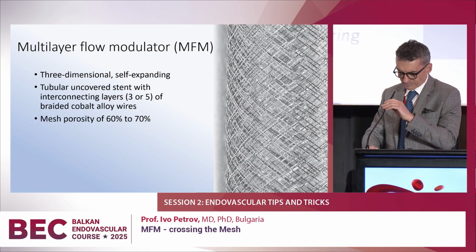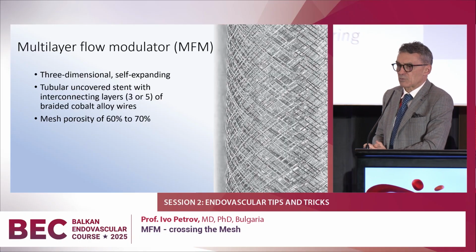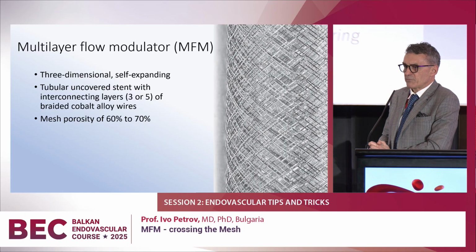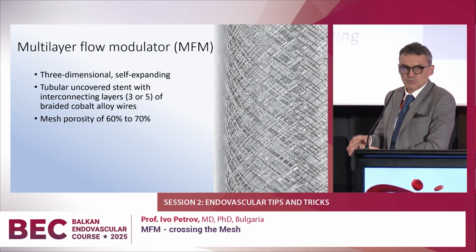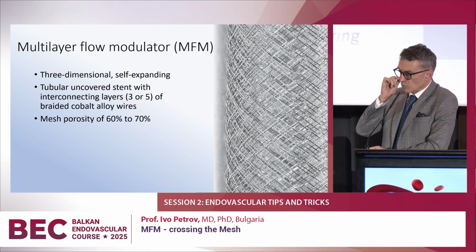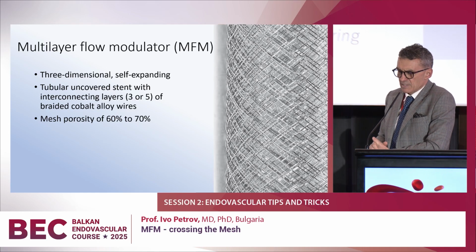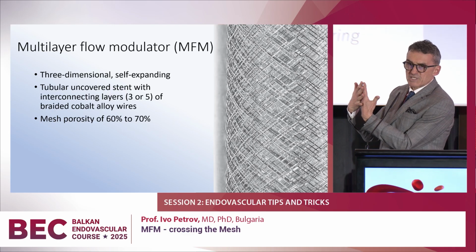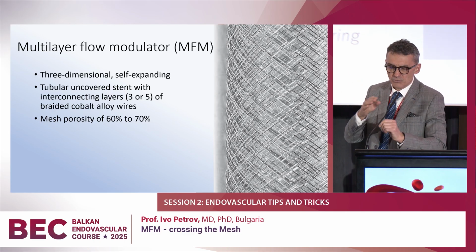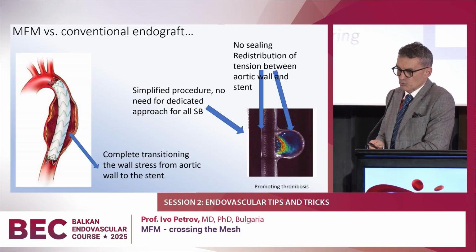You probably know, or probably not, the multi-layer flow modulator, with a big hope for treating patients with aortic aneurysms and lately patients with aortic dissection. This is a three-dimensional self-expanding tubular uncovered stent with interconnecting layers, 3 to 5 layers, of braided cobalt alloy wires and with mesh porosity of 60 to 70%. This is crucial. The idea of this porosity is to allow side branches perfusion.